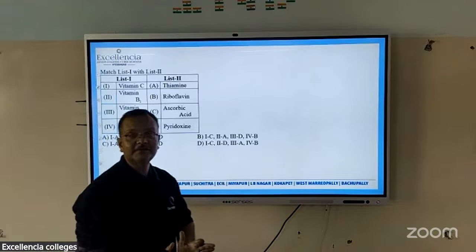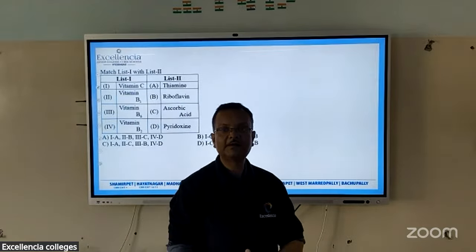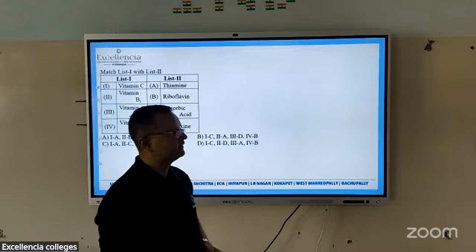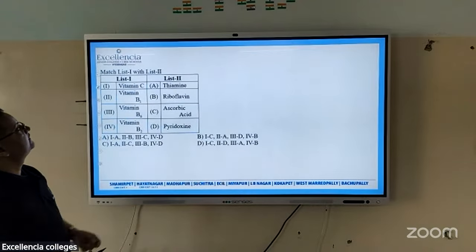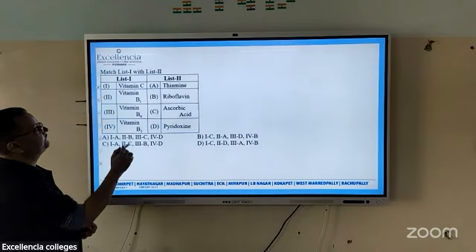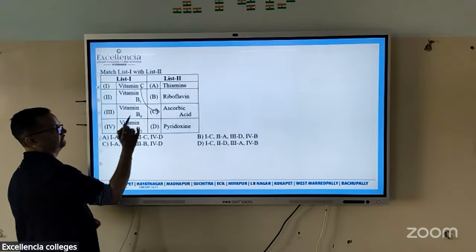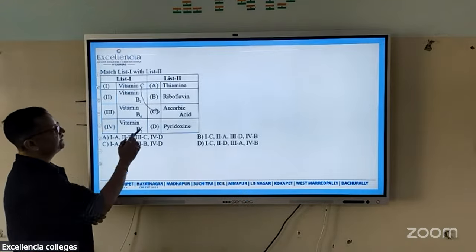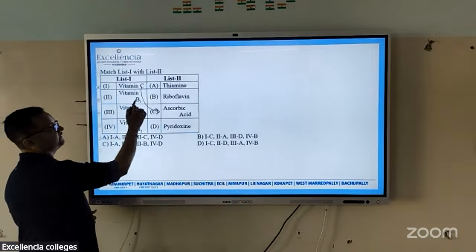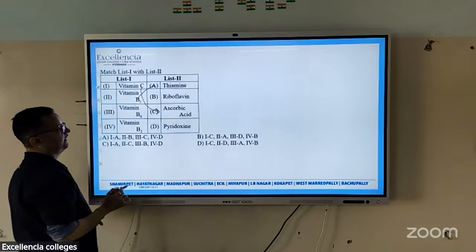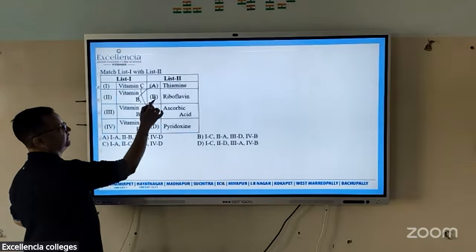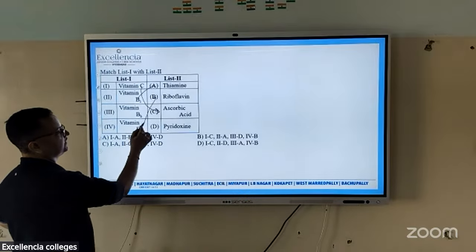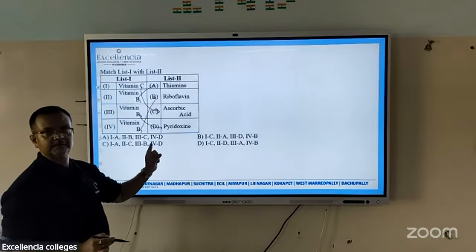See, this question is directly from NCERT and it is a little bit memory based, but you have to do it. It's only vitamins. So what is the vitamin and your list two? Tell me, vitamin C is matching with ascorbic acid. Fine. So one will match with C, and vitamin B1 is matching with thiamine, and vitamin B2 is matching with riboflavin. Fine. And vitamin B6 is matching with pyridoxine.